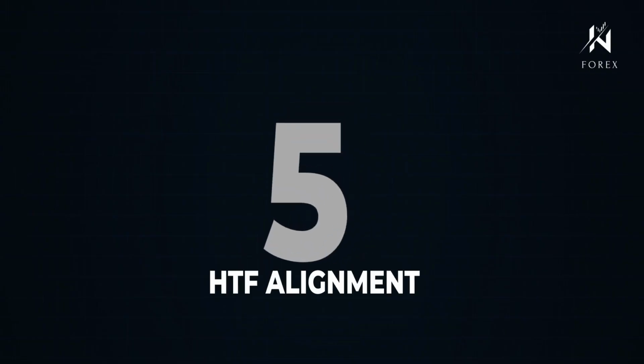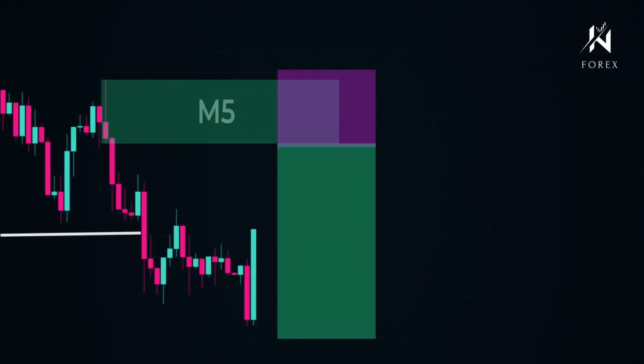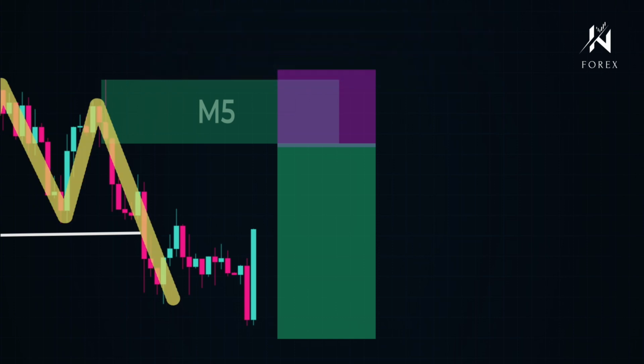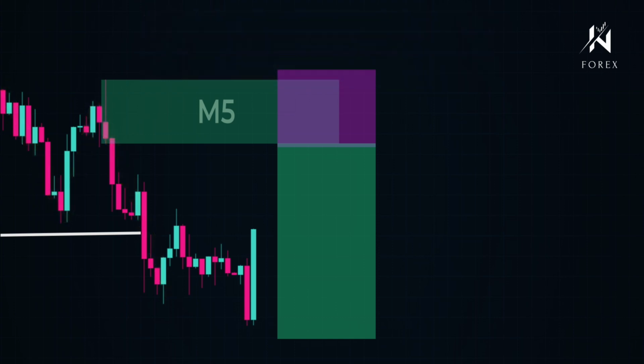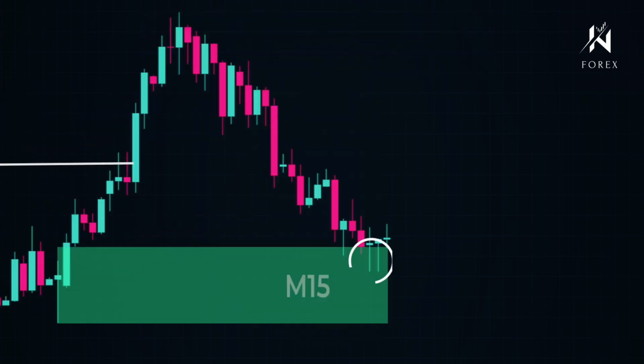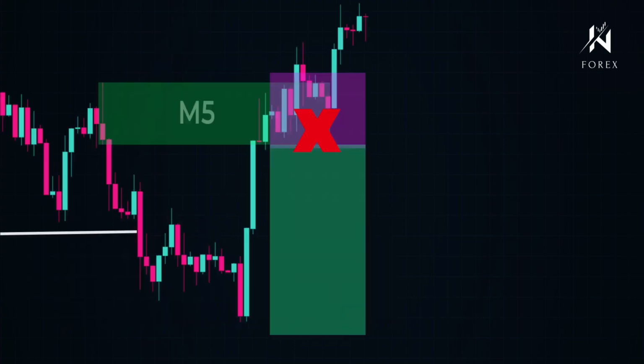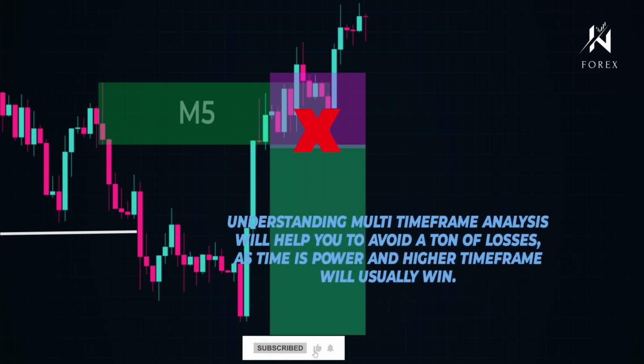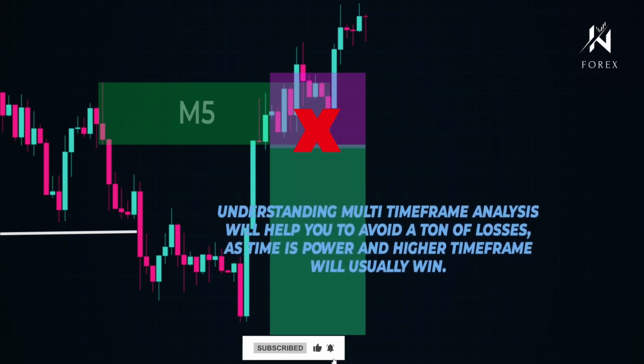Number 5, do you have alignment with the higher time frames? The more time frames that you have aligned, the higher probability of that trade. It might look like a high probability sell to follow the bearish trend on the M5, but the M15 is bullish, and it's just mitigated the M15 demand at the strong M15 low. So now the M5 is likely to also switch bullish. Understanding multi-time frame analysis will help you to avoid a ton of losses, as time is power, and higher time frame will usually win.